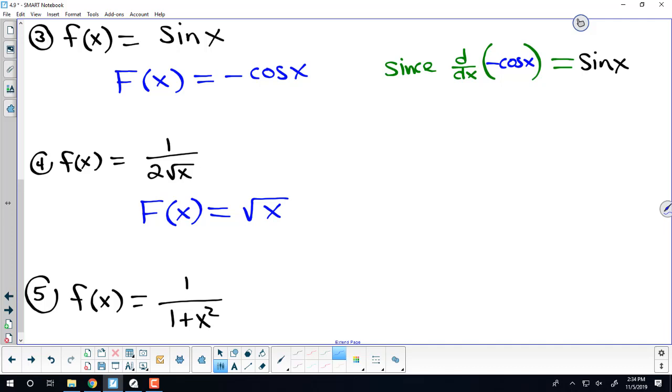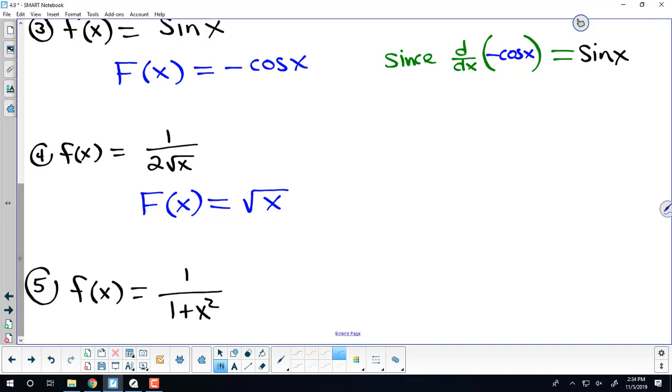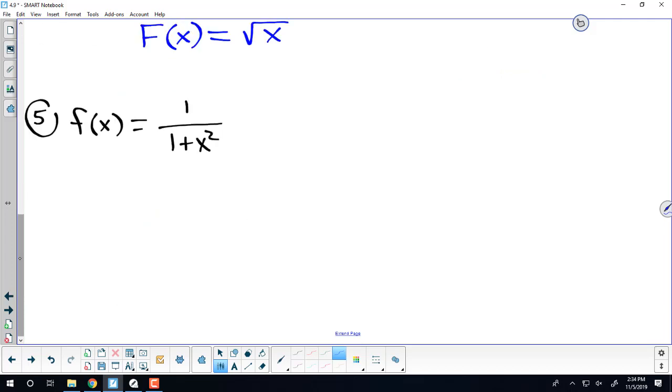How about the antiderivative of 1 over 1 plus x squared? Inverse tangent. The derivative of inverse tangent is 1 over 1 plus x squared, so the antiderivative of 1 over 1 plus x squared is inverse tangent. All right, any questions on antiderivative stuff, and thinking about the derivatives in reverse?